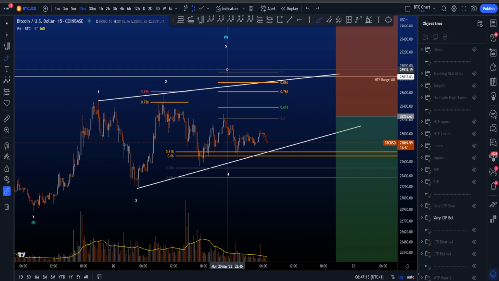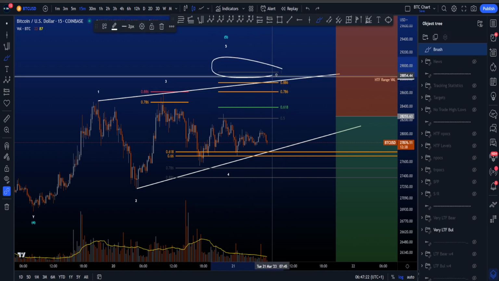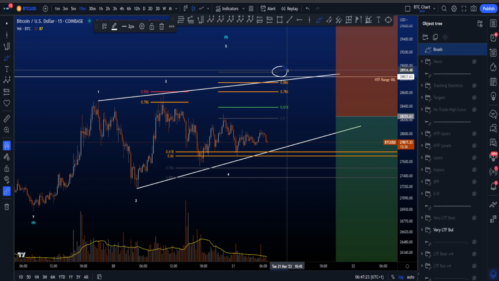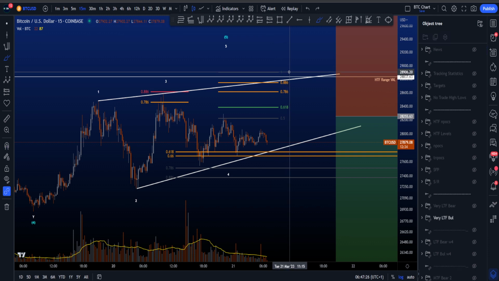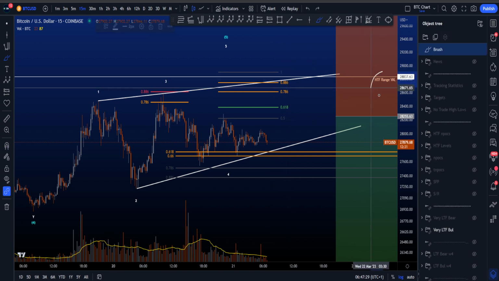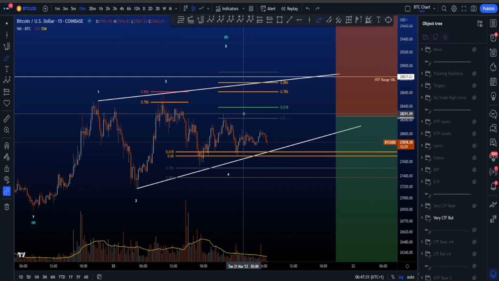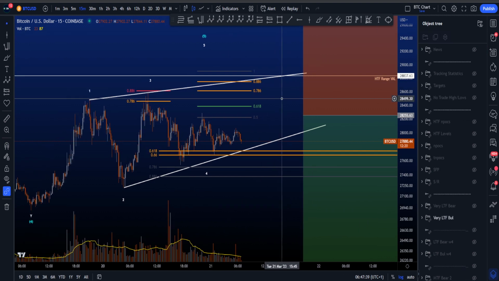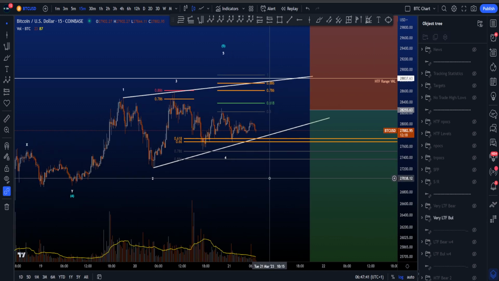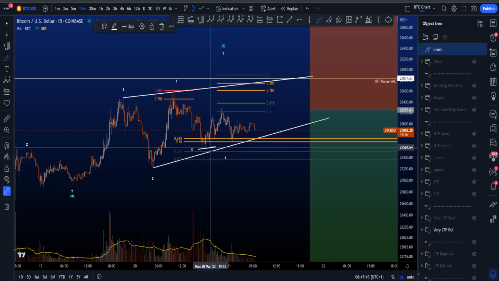So if this scenario comes into play, I expect it to at least go to this 786 FIB sitting at 28.6k. The invalidation for this scenario, however, is also going to be the 1-to-1 sitting at 28.9k, which is very close to the high time frame range value area low, because I would think if we push to the upside and hit the high time frame range value area low, it's very likely to at least wick into this area to potentially invalidate this ending diagonal setup. But for now, it works. The invalidation is once we take this low.